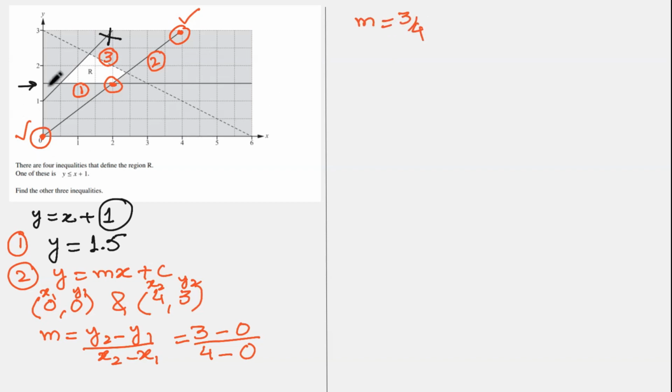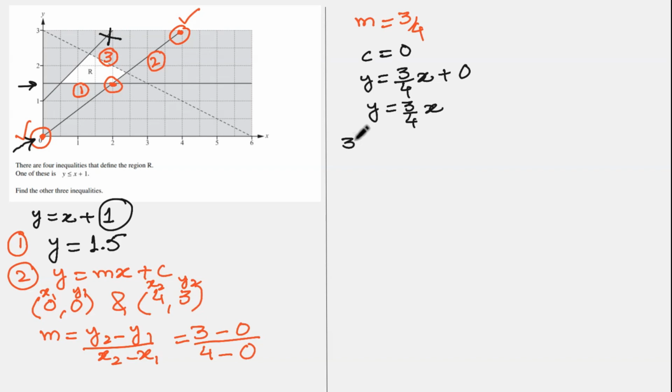If you look at the graph, your y-intercept you can determine from the graph. Y-intercept is that point on the y-axis where your line crosses the y-axis, and it's 0, the origin. So your c in this case is 0. So the equation for the second line is y equals 3 by 4x plus 0, or you can simply write y equals 3 by 4x.